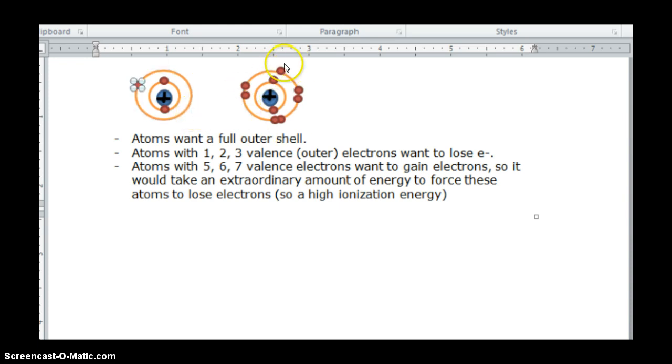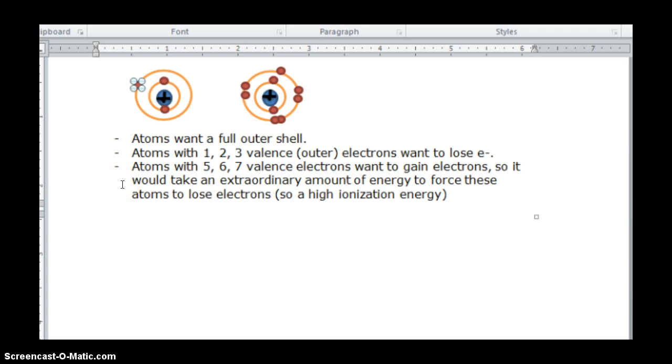Whereas if you have 5, 6, or 7 valence electrons, they want to gain electrons. They want to say, hey, give me 1 more electron to get full. I don't want to try and lose 7. That's too much work. So it takes a ton of energy to remove all these electrons. So it's never going to happen. They're going to gain. So it would have a very high ionization energy.